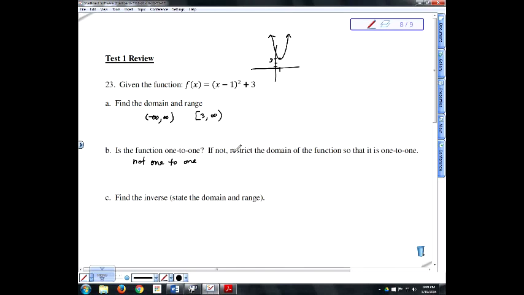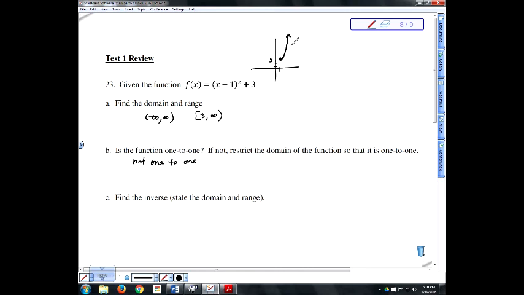Restrict the domain of the function so that it is 1 to 1. Essentially, we're trying to make this graph pass the horizontal line test. So I'm going to imagine this graph with the left half gone. So it starts here and moves up. Now this graph passes the horizontal line test, so it's 1 to 1.